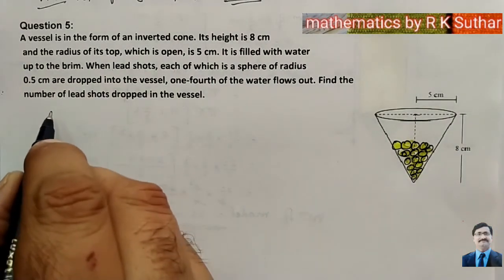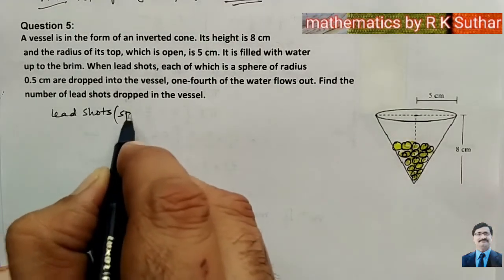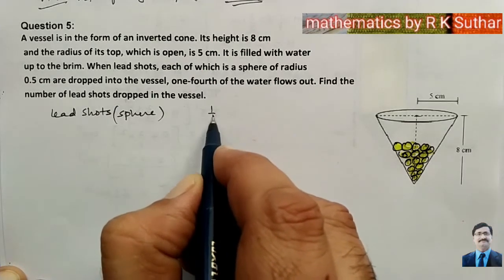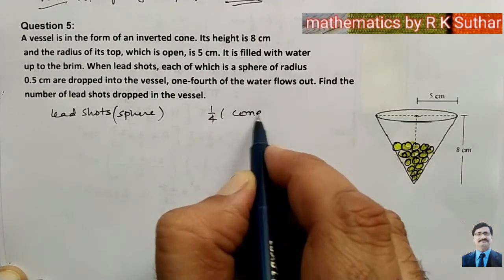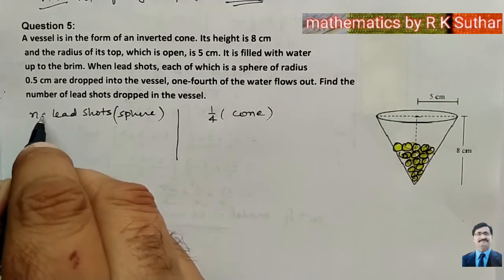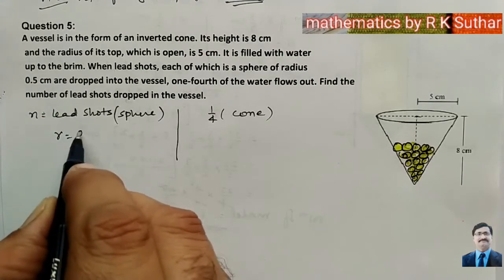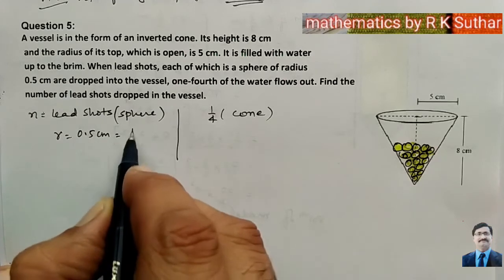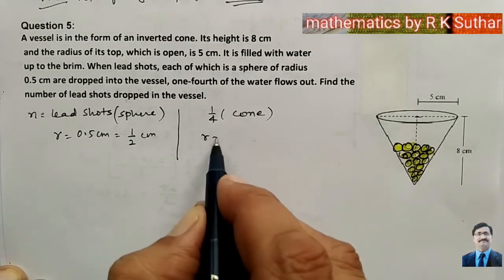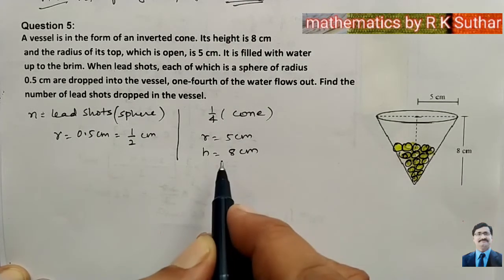We have here lead shots, that is a sphere, and on the second side we have 1/4 cone. Lead shots are n, we take n. Here the radius is given to us as 0.5 centimeter, and this we can write 1/2 centimeter also, and the cone radius is given as 5 centimeter and height is given to us as 8 centimeter.